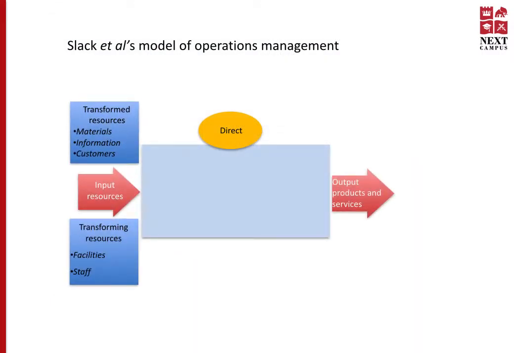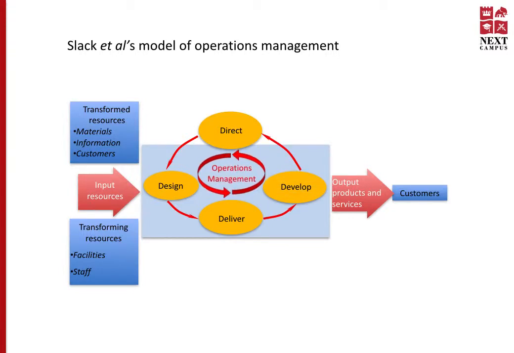Operations management also looks at 2 kinds of resources. 1, transforming resources. 2, transformed resources. Transforming resources are resources that do the transformation of the input resources. Example, transforming resources are facility staff who take input resources and transform them into the required outputs and services. These resources are materials, information, and customers.